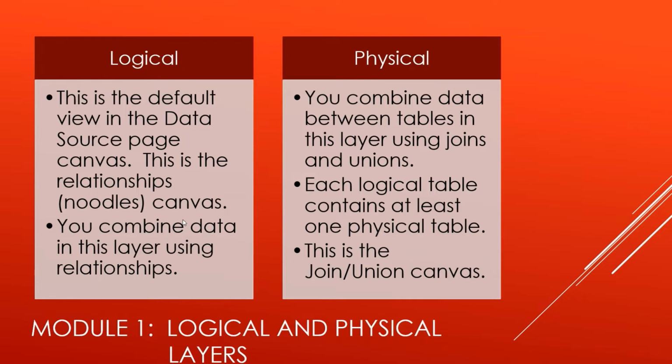That's also known as the logical layer. And you use that layer to combine data using relationships. When we looked at that returns table, that was kind of like a pop-out on the slide, that's the other layer that you can get to. So there's a physical layer underneath the logical layer. And you use the physical layer to combine data between tables using joins and unions. Each logical table contains at least one physical table, and it's also known as the join union canvas.